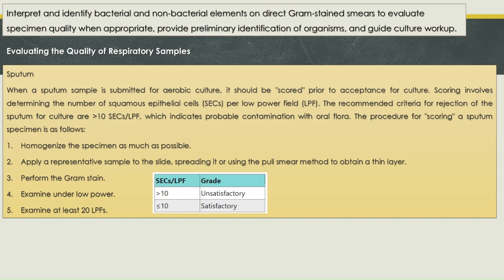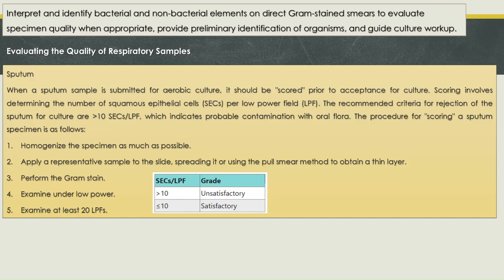Scoring involves determining the number of squamous epithelial cells per low-power field, LPF. The recommended criteria for rejection of the sputum for culture are greater than 10 squamous epithelial cells/LPF, which indicates probable contamination with oral flora. The procedure for scoring a sputum specimen is as follows.